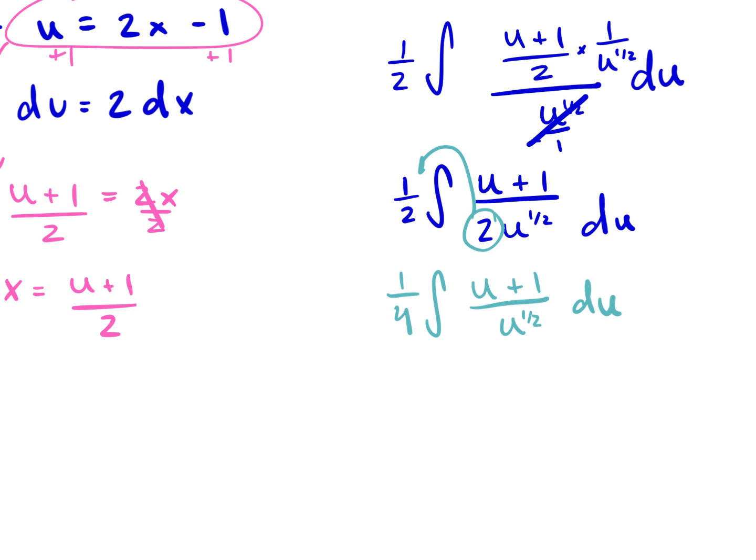We haven't taken our integral yet, so we can't plug back in 2x minus 1. How would I simplify to then take my antiderivative? We could call this 1/4 times the integral of u over u to the 1/2 plus 1 over u to the 1/2 du. So we can split it up.